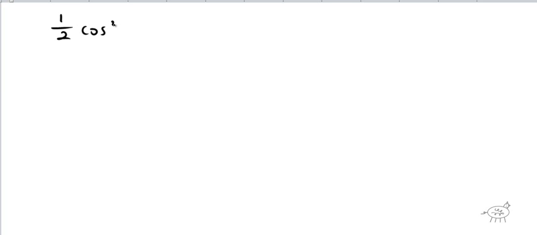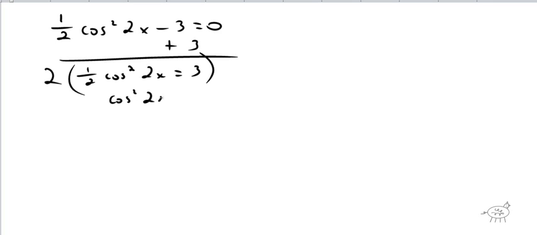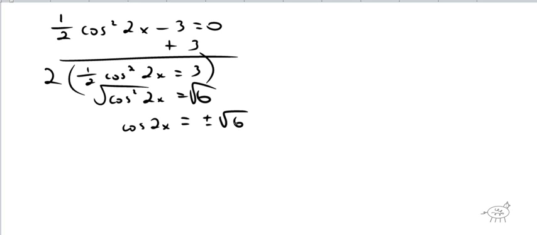Okay, one half cosine squared of 2x minus 3 equals 0. All right, so I'm solving for cosine of 2x, right? So I'm going to add 3 to both sides. So you get one half cosine squared of 2x equals 3. Multiply everything by 2. So cosine squared of 2x equals 6. Then I take the square root of both sides, and I get cosine of 2x equals plus or minus, don't forget the plus or minus, root 6.